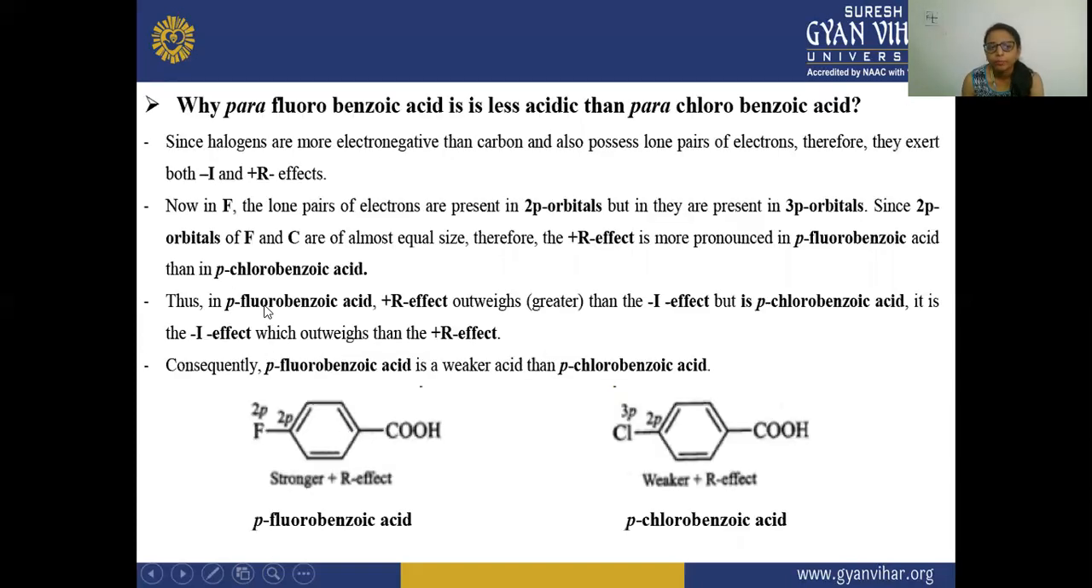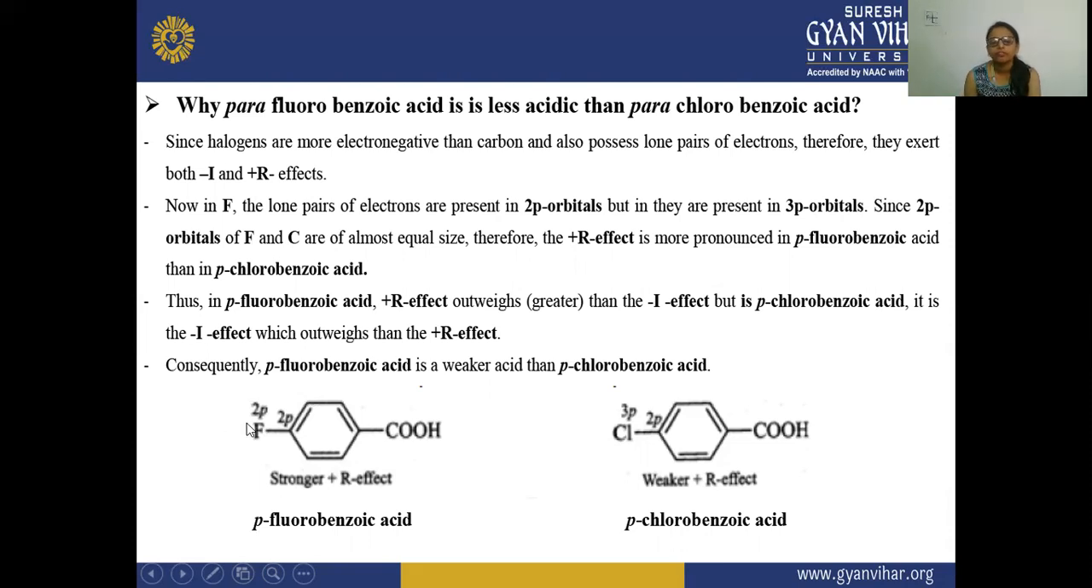The next question is: why is para-fluorobenzoic acid less acidic than para-chlorobenzoic acid? In this case, both are halogens, and halogens are more electronegative than carbon and also possess lone pairs of electrons. Thereby, they exert both a minus I effect and a plus R effect. So here, minus inductive effect and plus resonance effect.